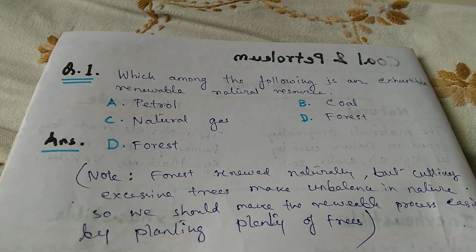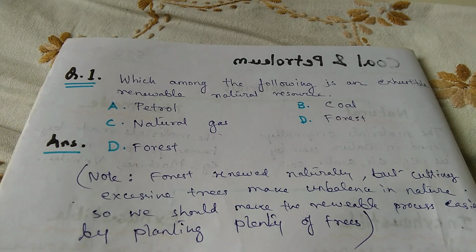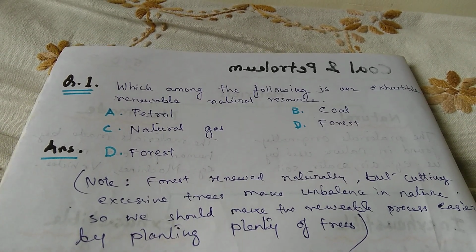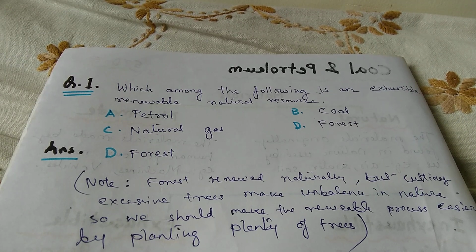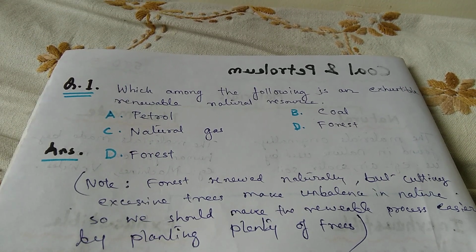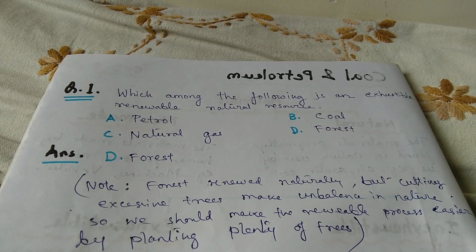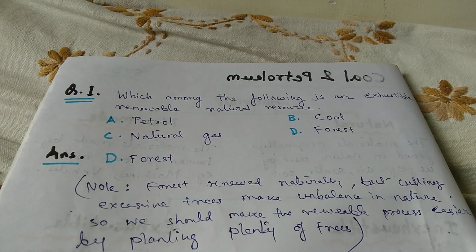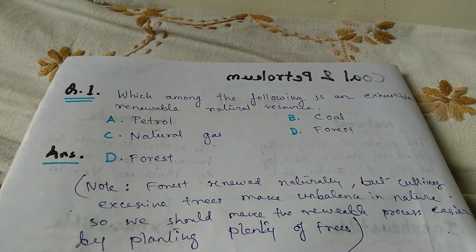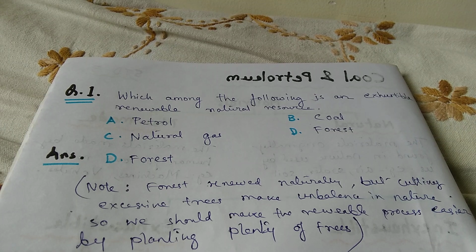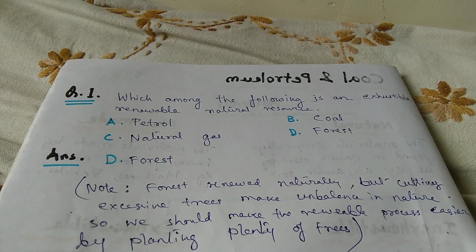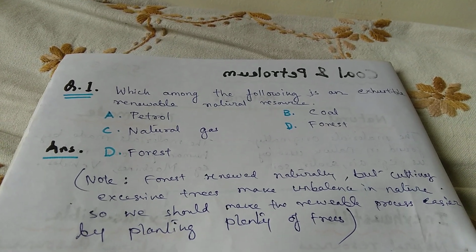These are all natural resources. These are exhaustible or non-exhaustible? We can see here exhaustible, non-renewable are petrol, coal, natural gas, because these are exhaustible, and non-renewable because they cannot be reproduced in a finite time. Only one is there, forest. Forest is renewable. Forest can be renewed naturally. Okay, so forest is the answer. D, forest is the answer.